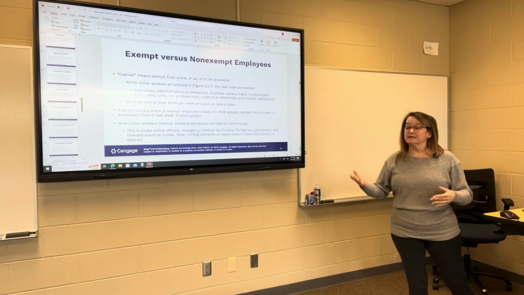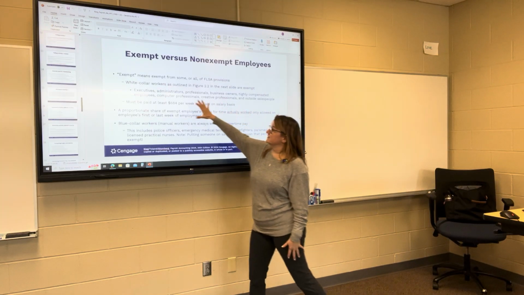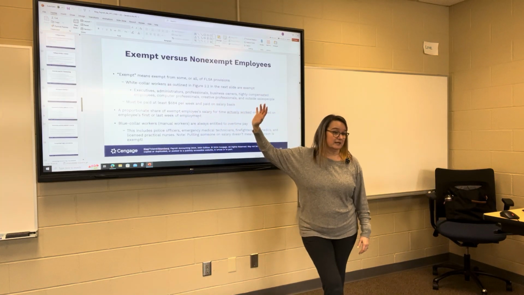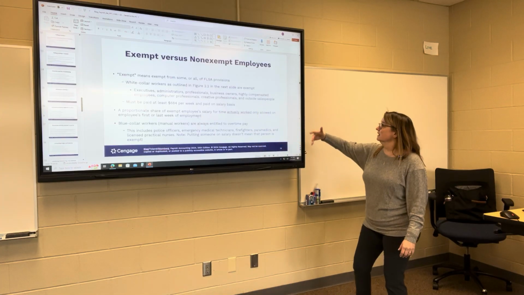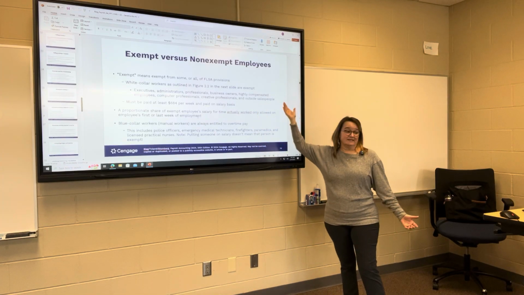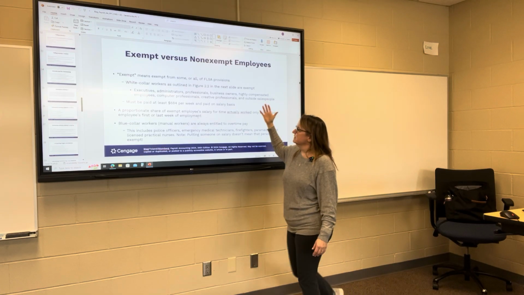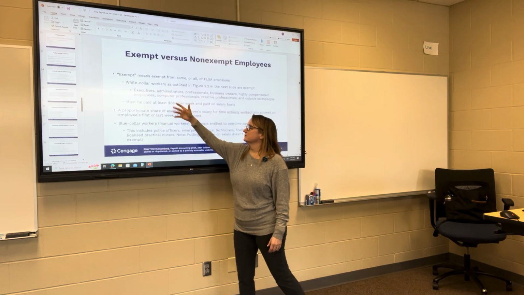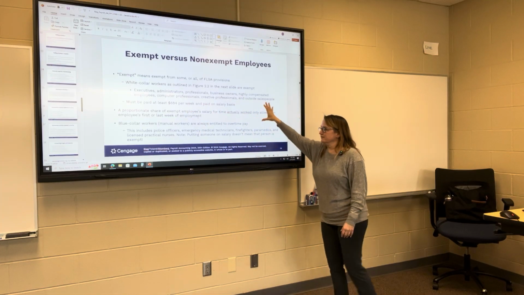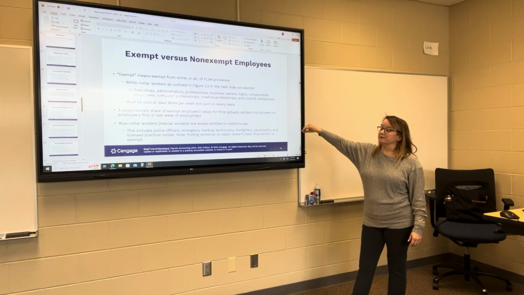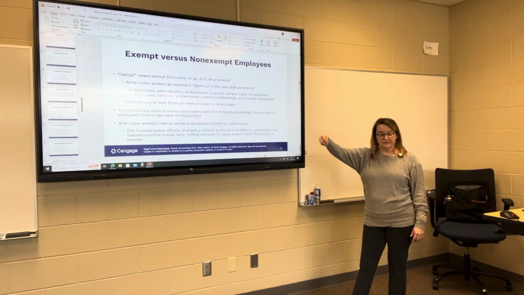Now, in reality, a lot of these classifications are going to be making more than that anyway, right? Executives, obviously highly compensated employees, right? That just in its name would show that they're going to be making more than that $684 per week. But that is the minimum that they have to be paid.